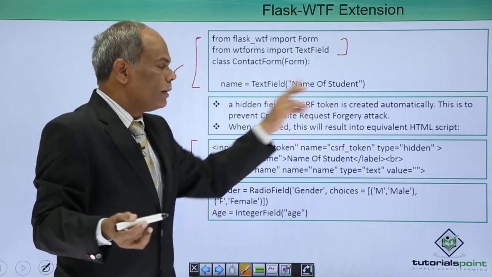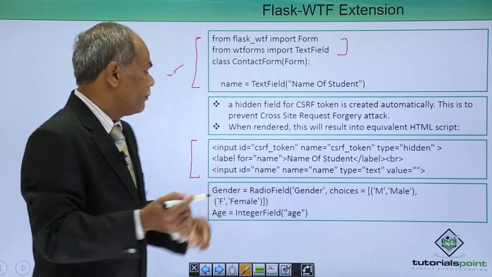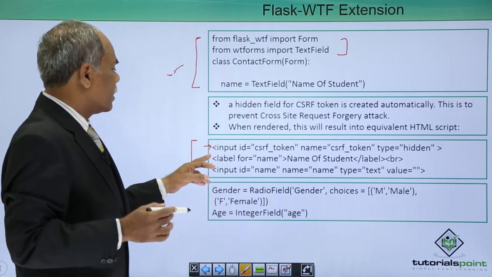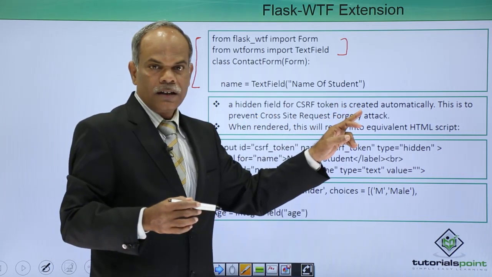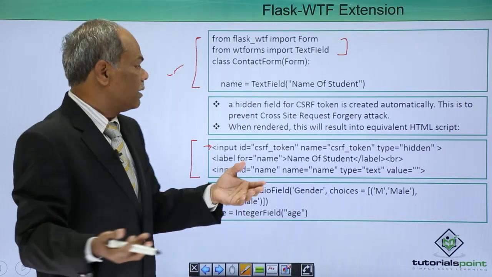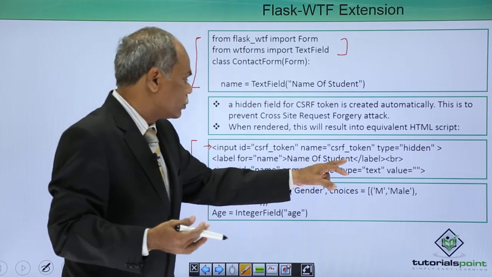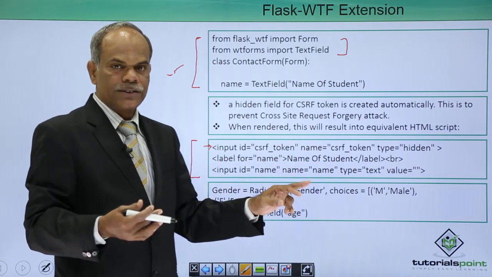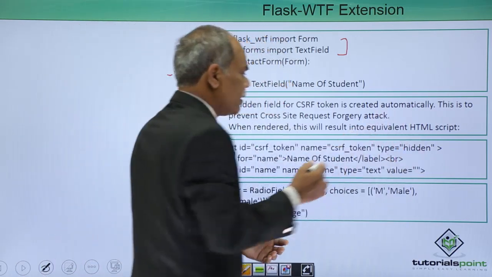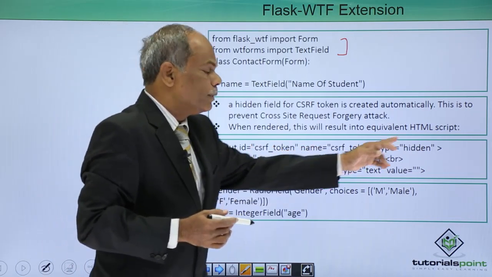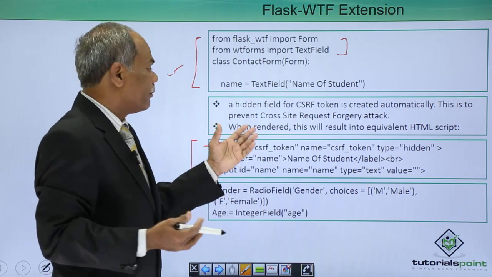Any number of fields can be given in the definition of your form, in this case the contact form. In addition to the fields that you have defined, there will be one additional field that will be automatically generated, which is a CSRF token. What is this CSRF? It stands for cross-site request forgery. In order to prevent this attack on your application, a hidden field is always inserted into the rendered form. Therefore, in addition to the input type text generated by name is equal to text field, one more field will be rendered: input ID is equal to CSRF token and type is equal to hidden, importantly, because in that case the user will not be able to use it. It is used to prevent this forgery attack.